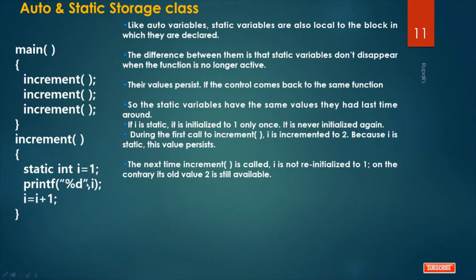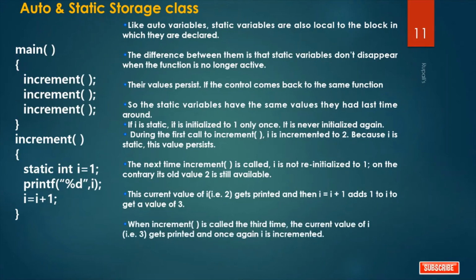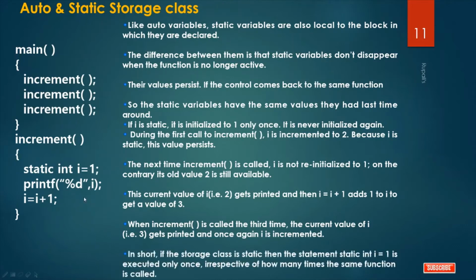So what is the value of i now? In the second call, it is 2 now. The current value of i, 2, gets printed. So first 2 is printed and then i equals i plus 1, so the value of i becomes 3. When increment is called the third time, the current value of i, 3, is printed and once again i is incremented. So what will be the output? Output is 1, 2, 3.